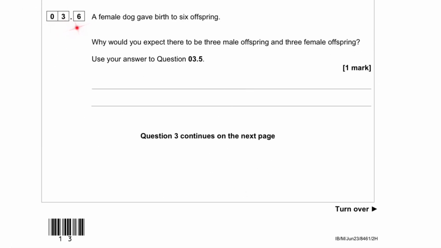Question 3.6. A female dog gave birth to 6 offsprings. Why would you expect there to be 3 male offspring and 3 female offsprings? Use your answer to question 3.5. So question 3.5, we had that Punnett square here. You got the male and female, and this will be their offspring. And so to answer the question, any of these will do.